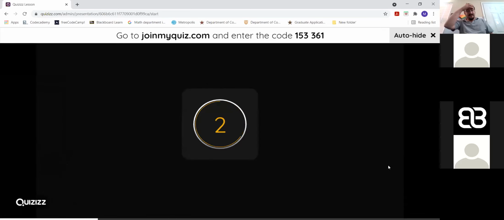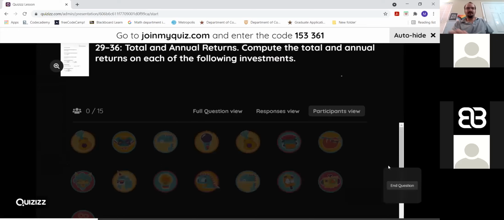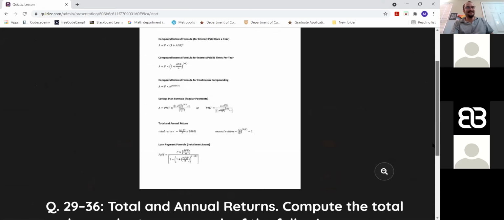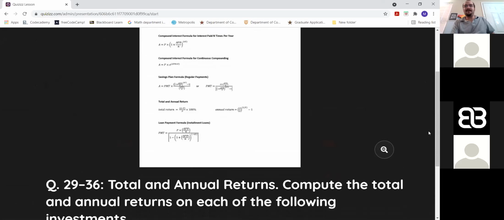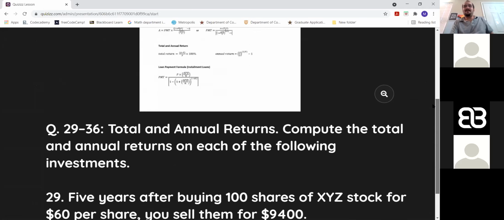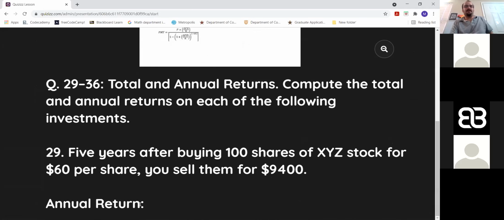But yeah, we've done those over and over again. And they're going to come up over and over again. So if you're not getting it, I don't know what to tell you. Time to ask questions. Isn't this the same problem? It is, but now we're doing annual returns instead of total.